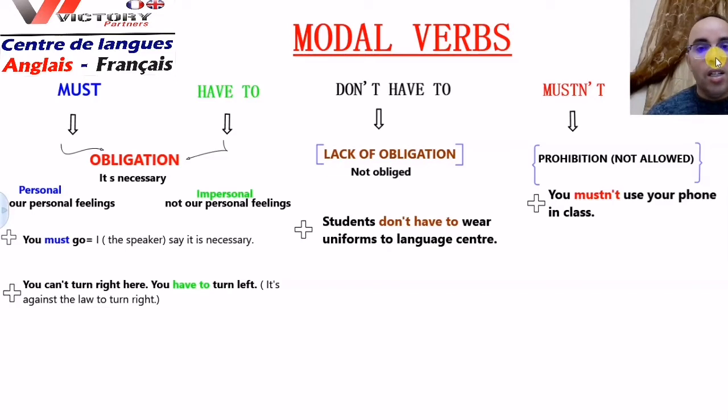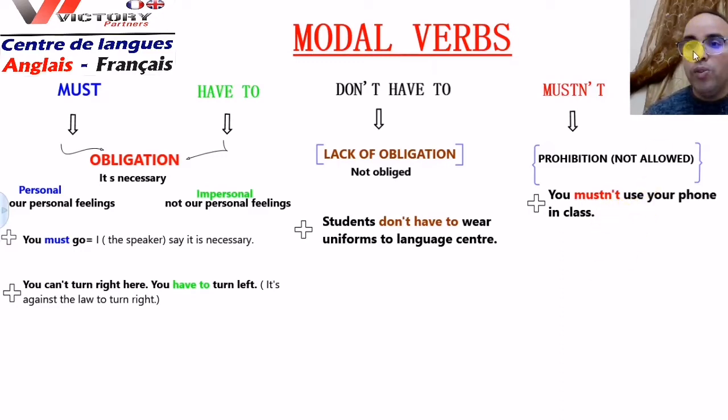The last modal verb of this type is mustn't. Mustn't expresses prohibition. Prohibition means you are not allowed to do something. You are forbidden to do something. Example, you mustn't use your phone in class. You are not allowed to use your phone in class. It's forbidden to use your phone in class.